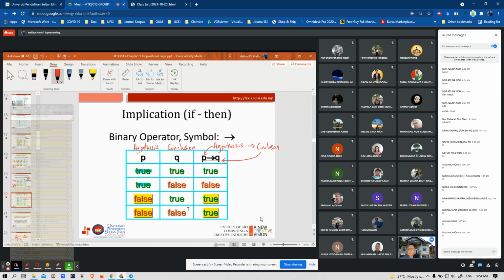Okay, and then we have hypothesis, if then. Hypothesis P true, conclusion true, then it can be true. If the hypothesis is true and the conclusion false, this one is false, because we are looking for the conclusion here. If the hypothesis is false and the conclusion true, it must be true. If the hypothesis is false and the conclusion false, it goes to true.